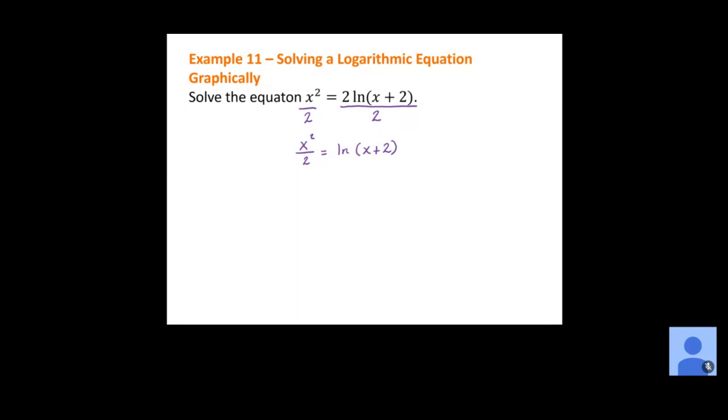Okay, so just like all the other ones, right? If we can isolate the logarithm first, then what could we do from there? Good. So now we can rewrite it in exponential form. We know our base of a natural log is going to be an e, right? So this would become e to the x squared over 2 power equals x plus 2.